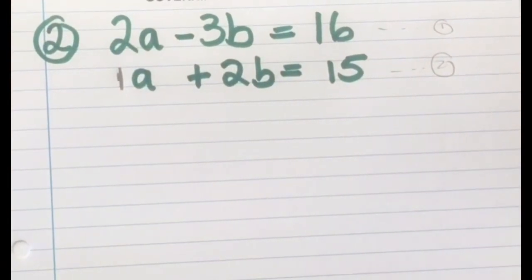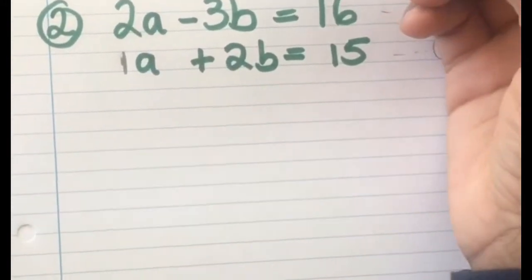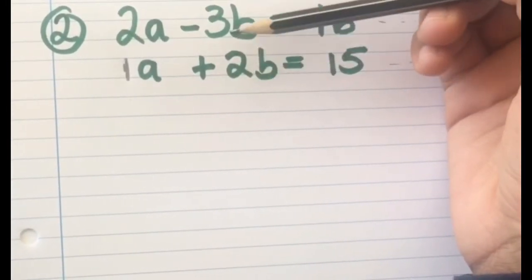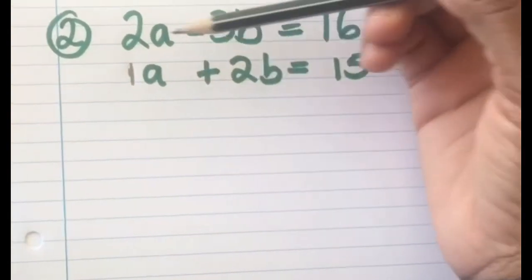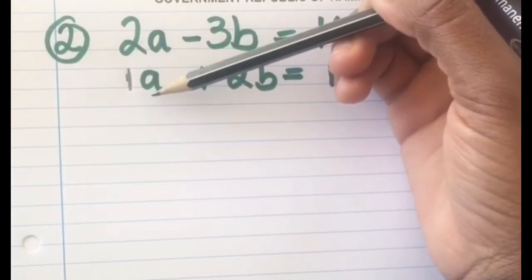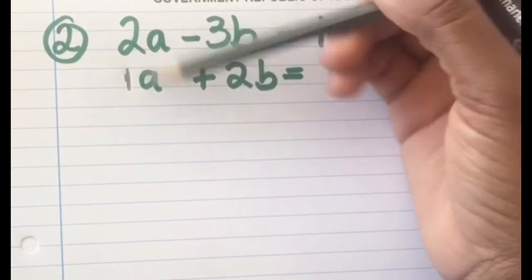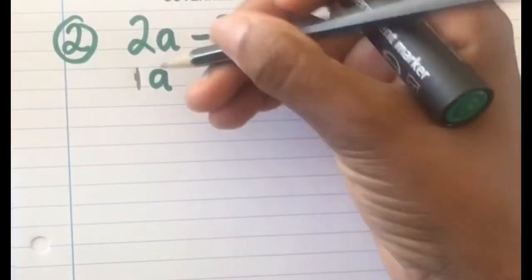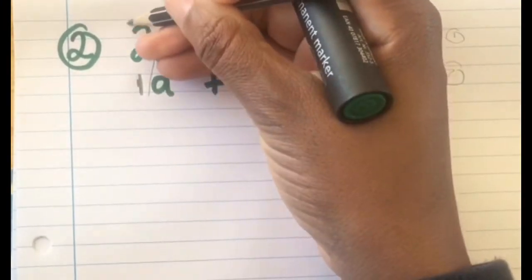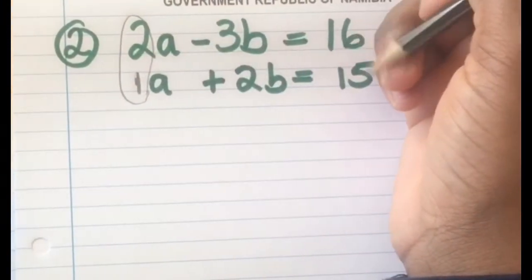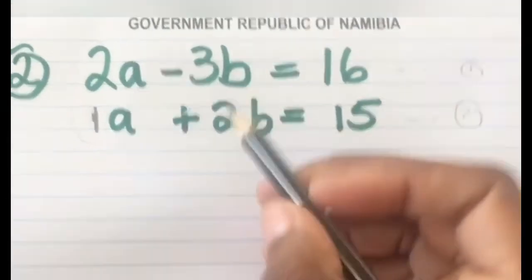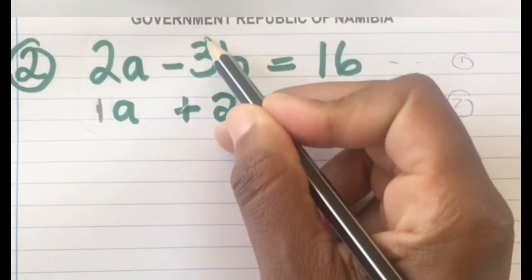To eliminate again, I still see that there's no variable that has the same coefficient. This is 3b, this is 2b, not the same. This is 2a, this is 1a, not the same. I want one of them to be the same for me to be able to eliminate. So I'm going to choose my coefficients again. Let's decide this time to choose the coefficients of the next term. So we are going to choose this one.